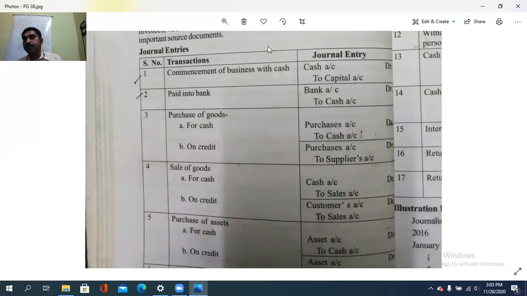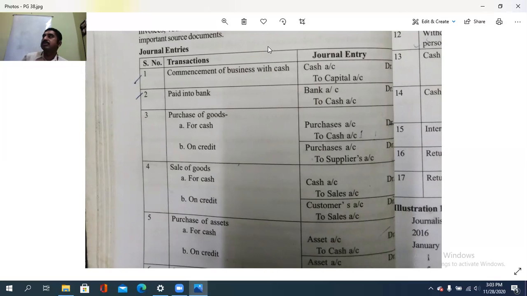Sale of goods. For cash sale, cash account debtor to sales, because cash is coming in and goods are going out. So what are the goods? Goods is a nominal account. So that is cash account debtor to sales. Why is the sales credited?